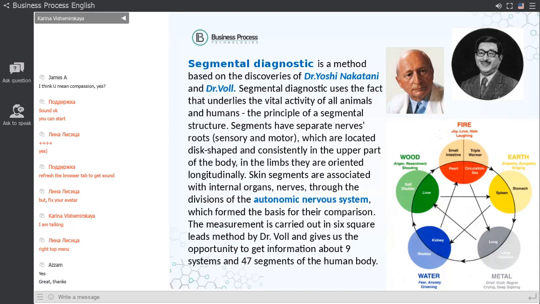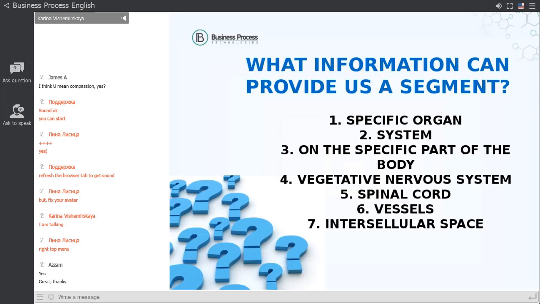Their measurement is carried out in 6 square leads. This is a method of German Dr. Voll, and it gives us the opportunity to get the information about 9 systems and 47 segments of the human body. We will start to use this methodology, segments, because we are measuring segments. This is very important to know and to take into account.